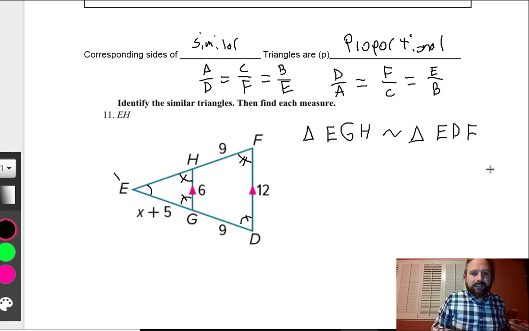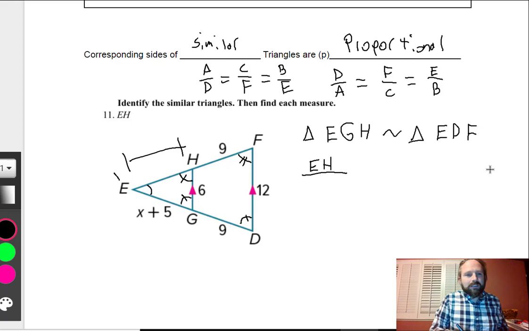All right, now it says find each measure. Okay, well, it's saying, hey, find EH. All right, so I know that I can compare the top. Let's say I want the little one. EH is little. So here's my little one. I want to know what this is. So let's put the little guy on top. EH over, all right, well, that's going to be EH plus 9. I don't like that as much. That's going to be equal to the little 6 over 12.